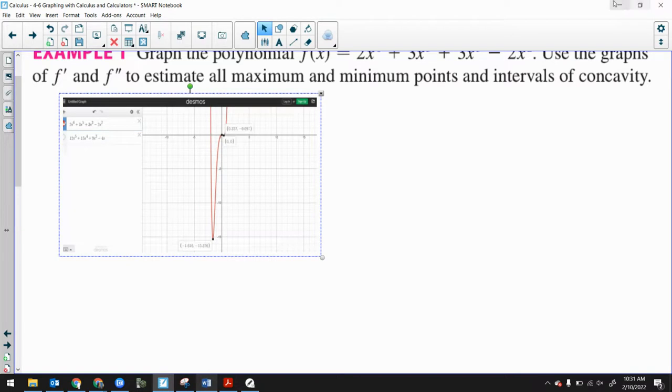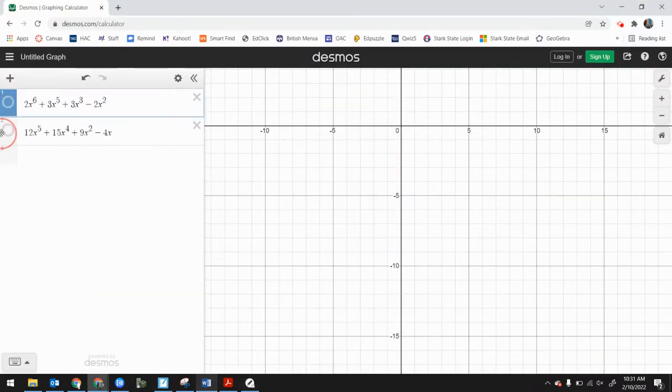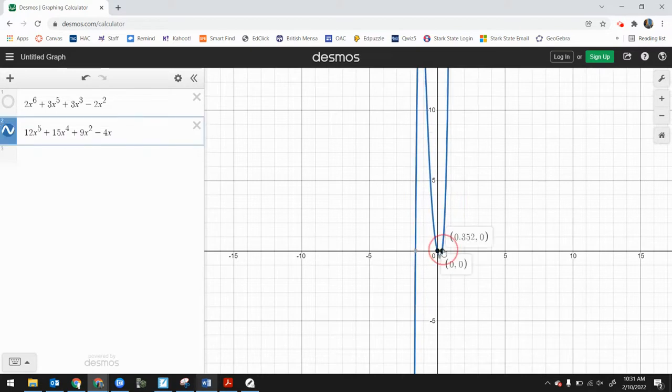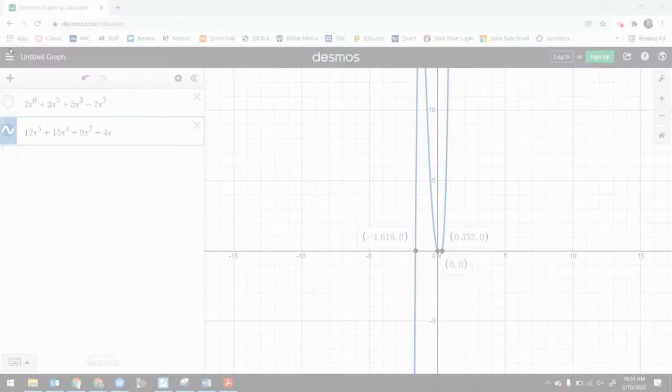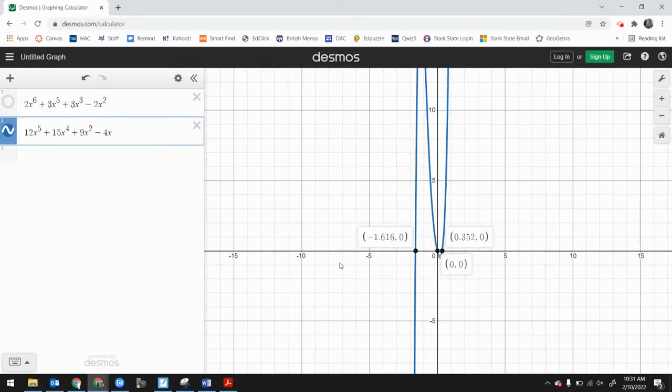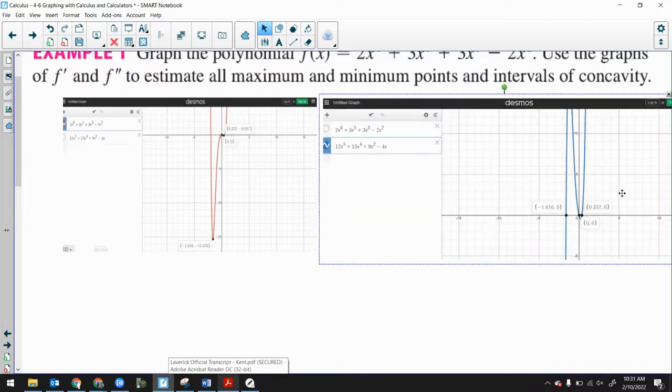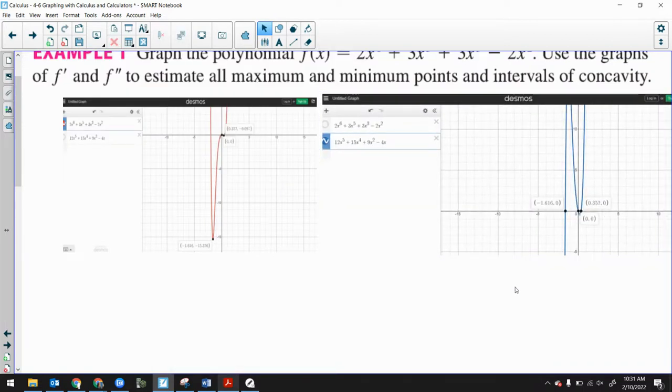Whatever. I need to see the same thing, but now I want to see them as zeros of your derivative. Okay? So like here, I need to see all of this. And your job is to explain how those two images relate to one another. We see the negative 1.616 here as a minimum value and a negative 1.616 here as a zero of the first derivative.